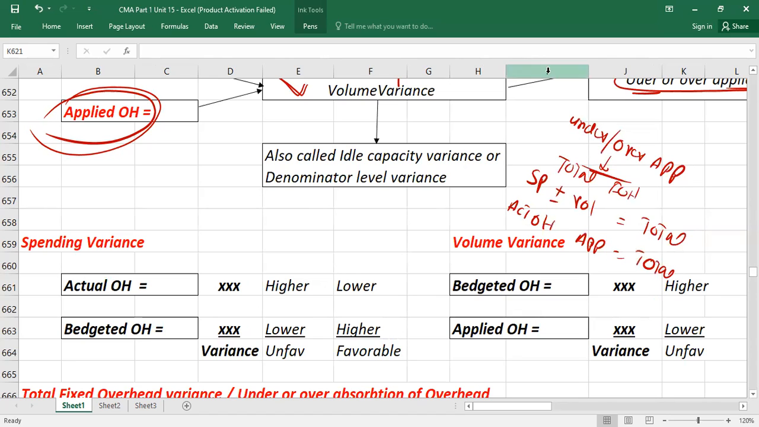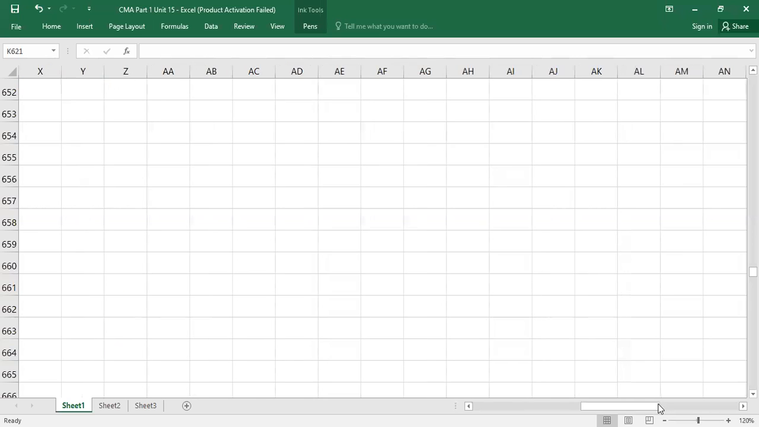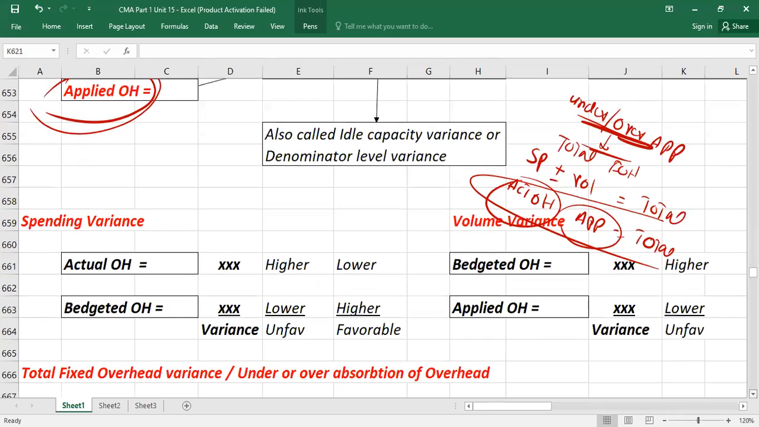So if he is asking to calculate under and over applied, I will go for the second shortcut. Why would I calculate spending first, then volume, then net of them? Why am I increasing my work? If his objective is to test only under and over applied, I can directly calculate with the actual overhead, first line, and the applied overhead, third line. Take the difference and I will tell you whether it is over applied or under applied. Understood? So how will you get it? Look here: when will you say it is over applied and when will you say it is under applied.